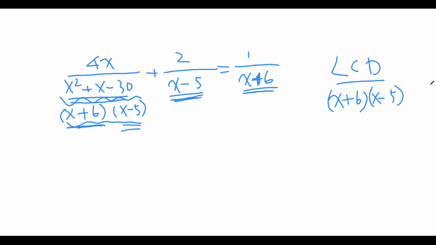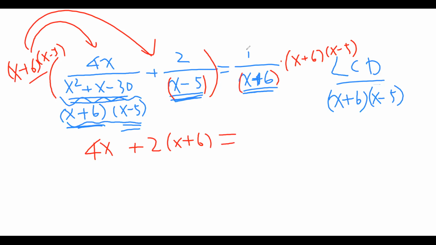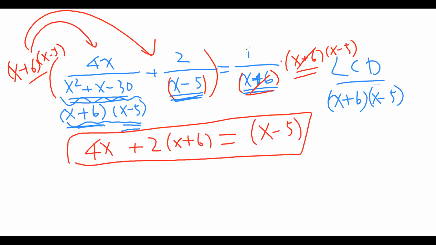So you can do it like this: multiply both sides by x plus 6 times x minus 5, right? Then we distribute inside. What do we get here? This part is the same, so it leaves 4x. What about this part? When you distribute inside, it becomes 2x plus 6 left behind, right? And what about the right part? Since x plus 6 is the same, it factors out, leaving x minus 5. So you can see this case is a more simplified version after multiplying both the left side and right side by the least common denominator.